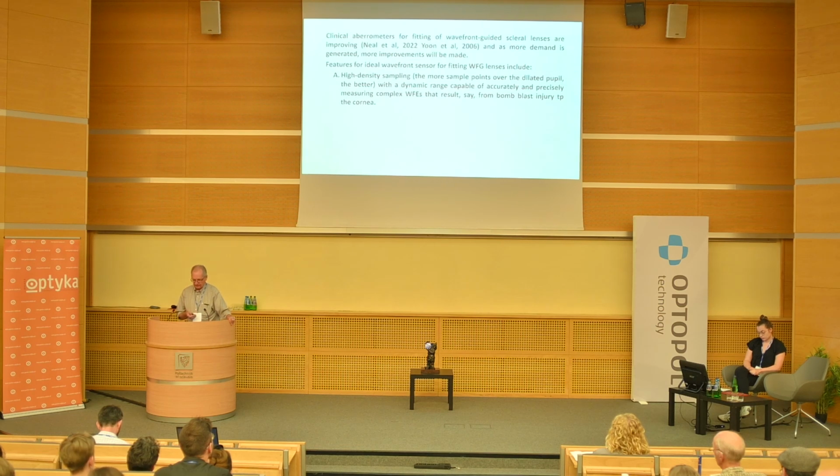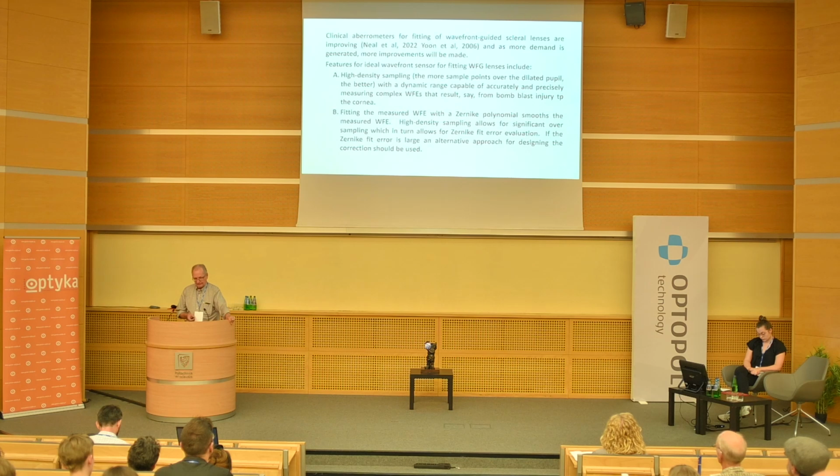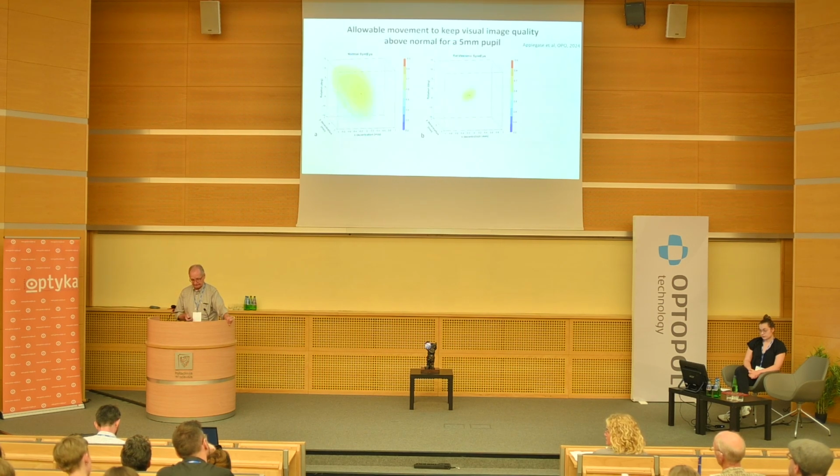And it needs to have a dynamic range capable of accurately and precisely measuring the complex wavefront errors that result, say, from a bomb blast injury to the cornea. Fitting the measured wavefront error with a Zernike polynomial smooths the wavefront error that's actually underneath the measured wavefront error. So high density sampling allows for significant oversampling, which in turn allows for the Zernike fit error to be determined. If the Zernike fit error is large, an alternative approach for designing the correction should be used, like using the actual data.